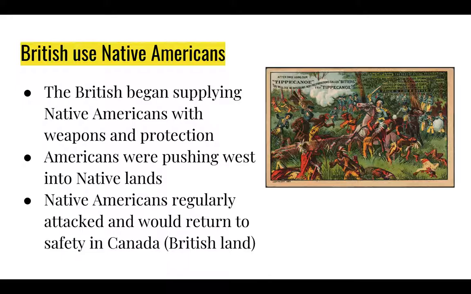And so essentially, what the British were doing was attacking the U.S. on both sides. They were attacking the U.S. in the ocean by preventing them from trading, and they were also attacking them in the West as they were pushing further into United States territory. Native Americans would regularly attack American settlers and soldiers, and then they would return to safety in Canada. And so this was the second reason that would ultimately lead to the War of 1812: the United States was being attacked on both fronts.